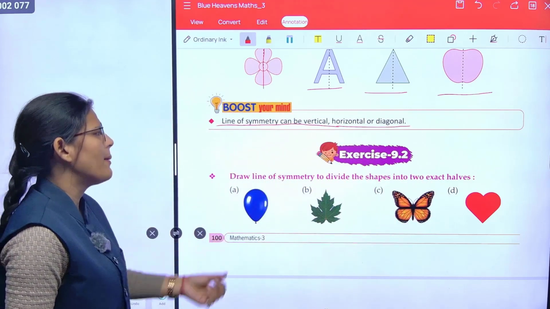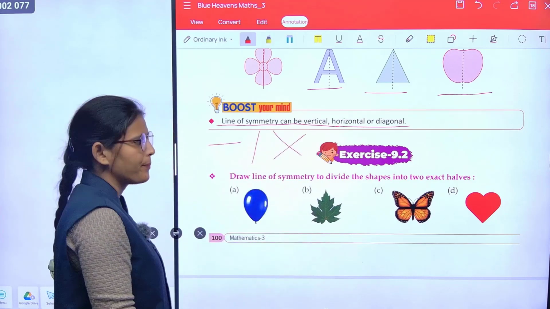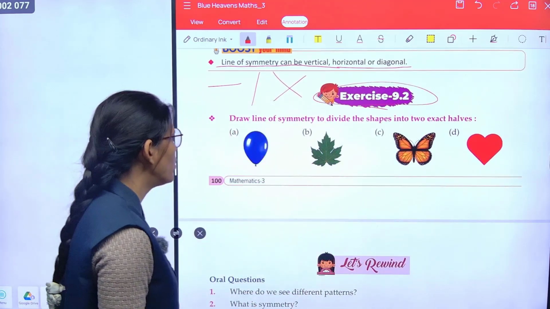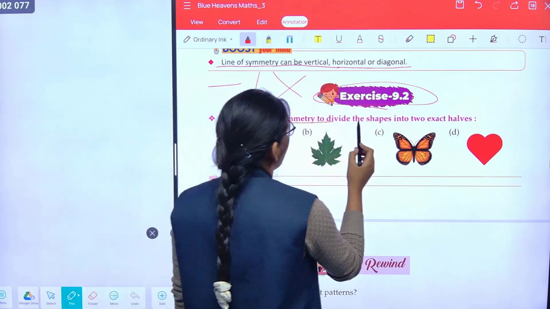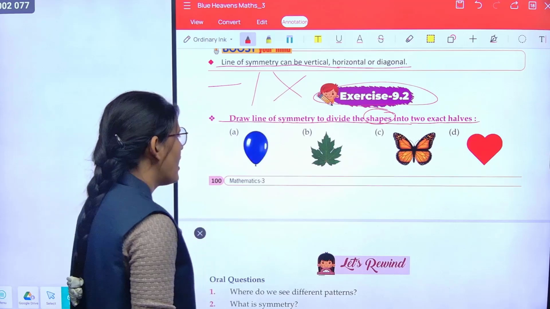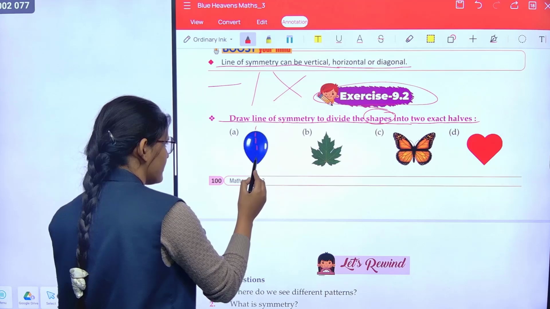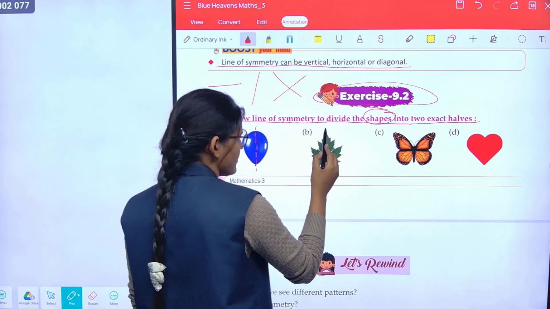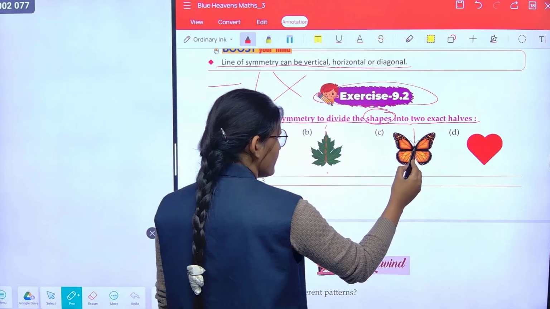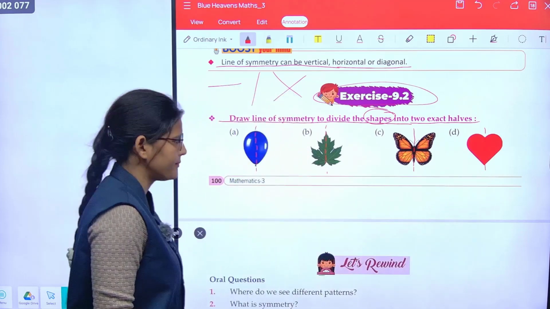Now boost your mind. Line of symmetry can be vertical, horizontal or diagonal. You can draw the line of symmetry as you wish. Exercise 9.2. Draw the line of symmetry to divide the shapes into two exact halves. You can draw the line like this and like this. And like this. Okay class?